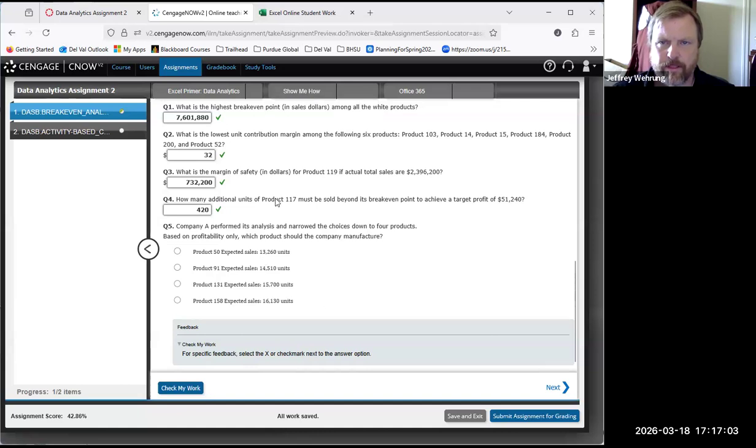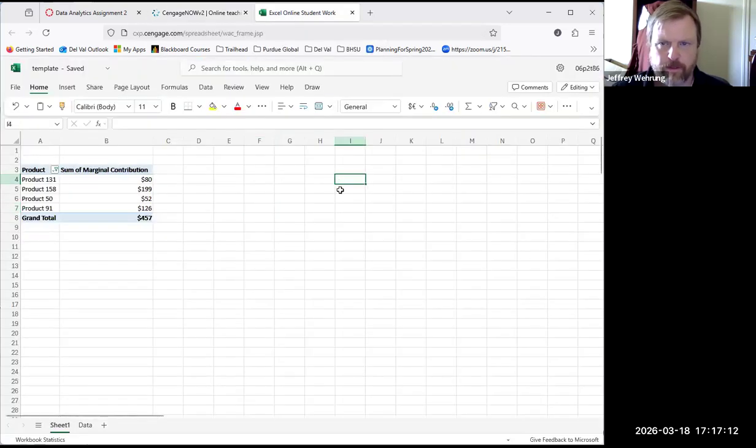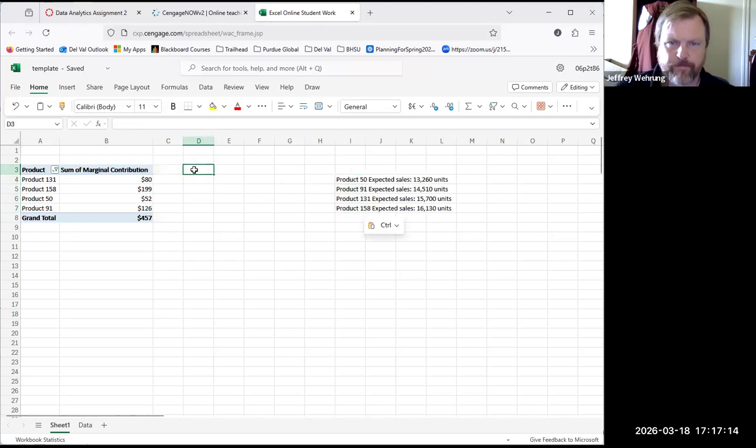Oh, and that's important. I have to put in the units for each one. Can I copy these? Let's see if I can paste this in here. Oh, look at that. Okay, units. Oh, they're not in order. Let's see. N91 is 14.5. Okay, so the units for each one.